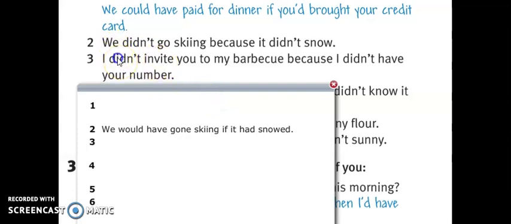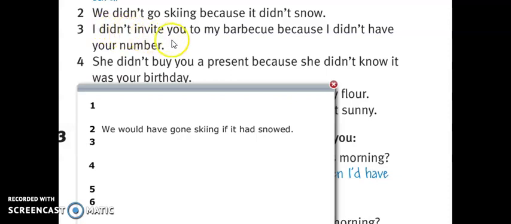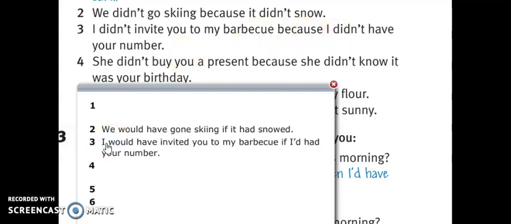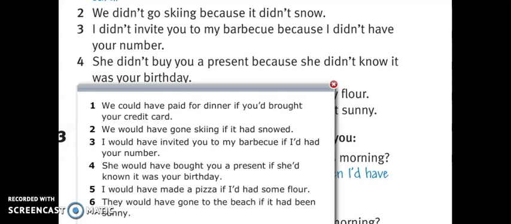Number 3: I didn't invite you to my barbecue because I didn't have your number. I didn't invite you to a barbecue because I didn't have your number. Now you need to give an imaginary result: I would have invited you to my barbecue if I had had your number. Okay. And let's see the answers of 4, 5 and 6.